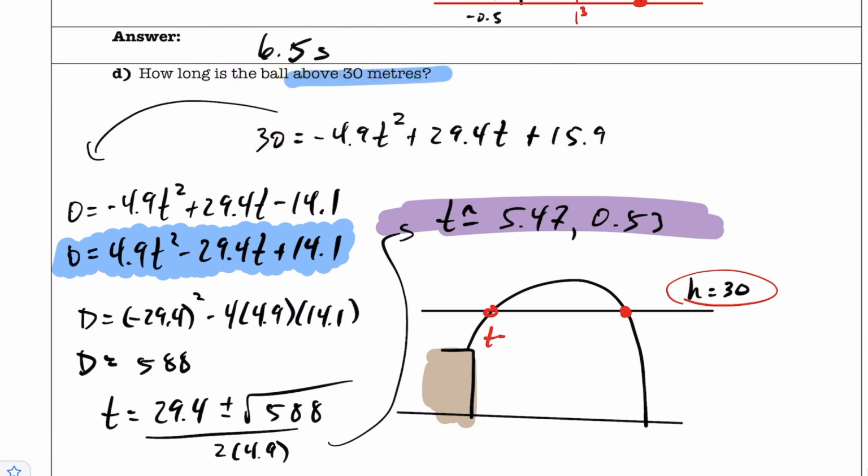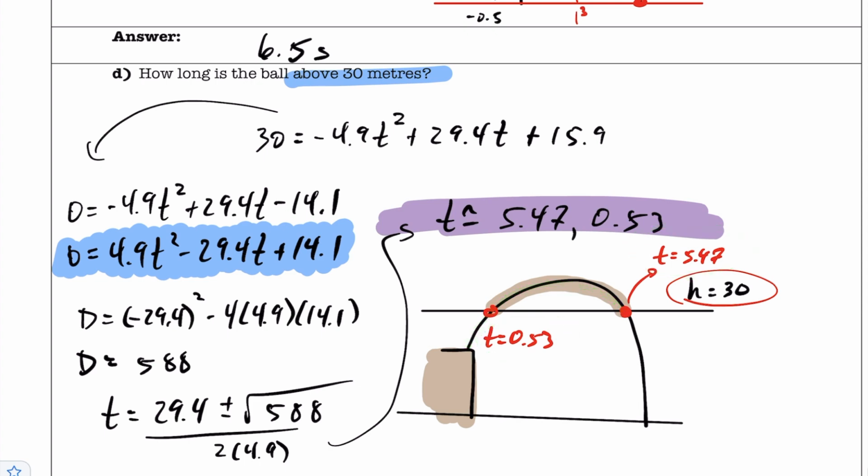This is going to happen at 0.53 seconds. And the next time this happens is at 5.47 seconds. So in terms of how long the ball is above 30 meters, you'll see that we're interested in this time right here. To find that time, from here to here is going to be represented by 5.47 seconds, and then from here to here will be represented by 0.53 seconds.